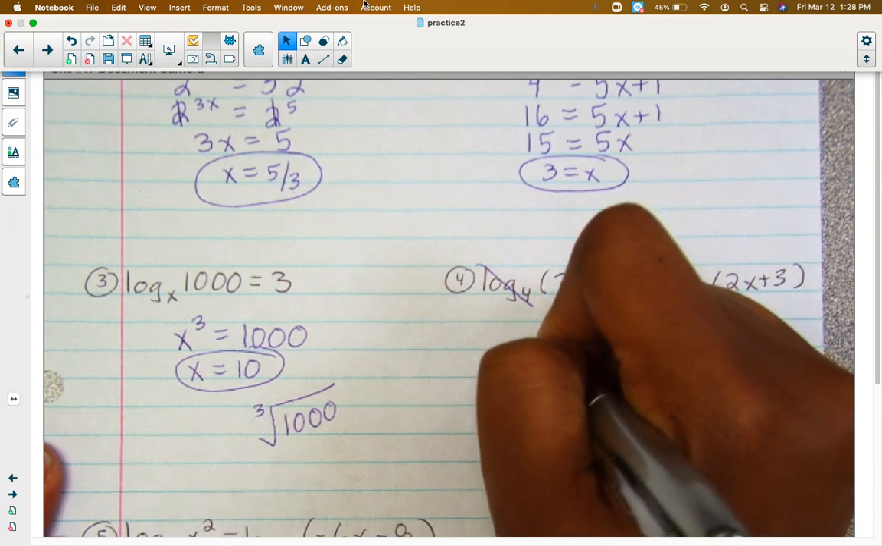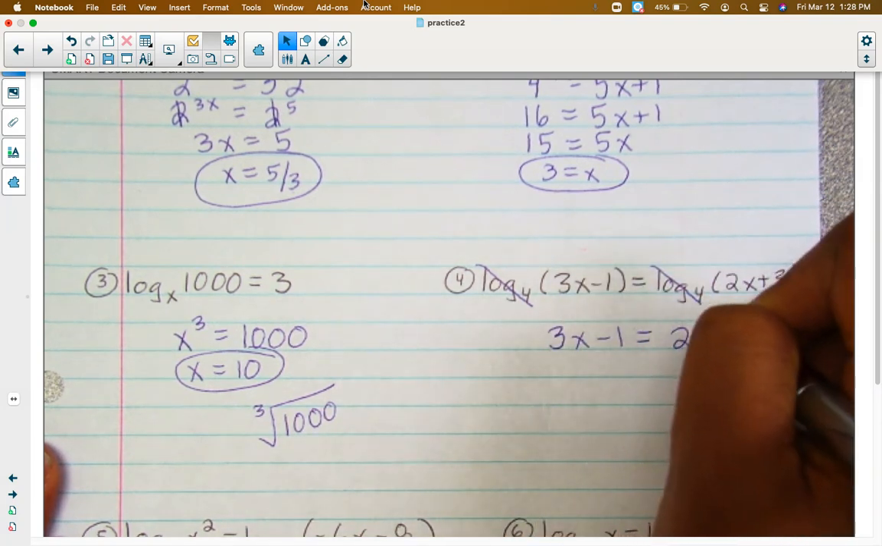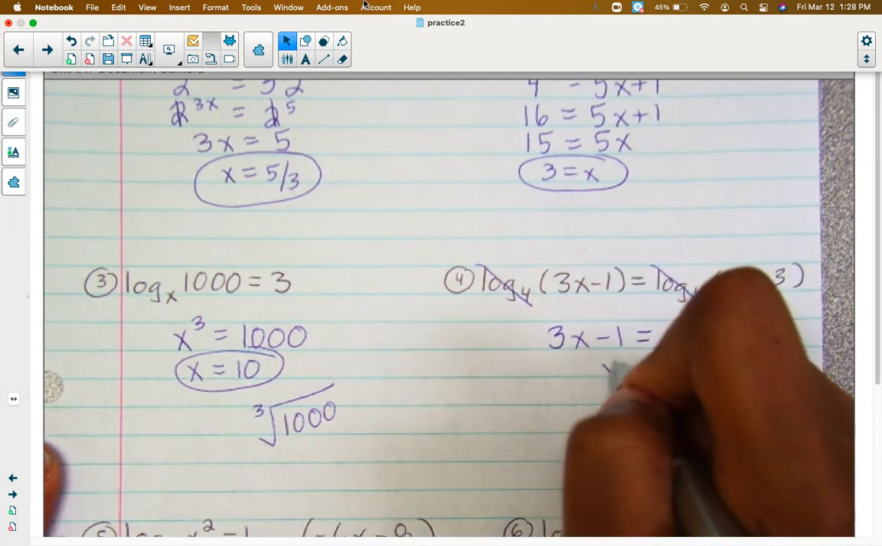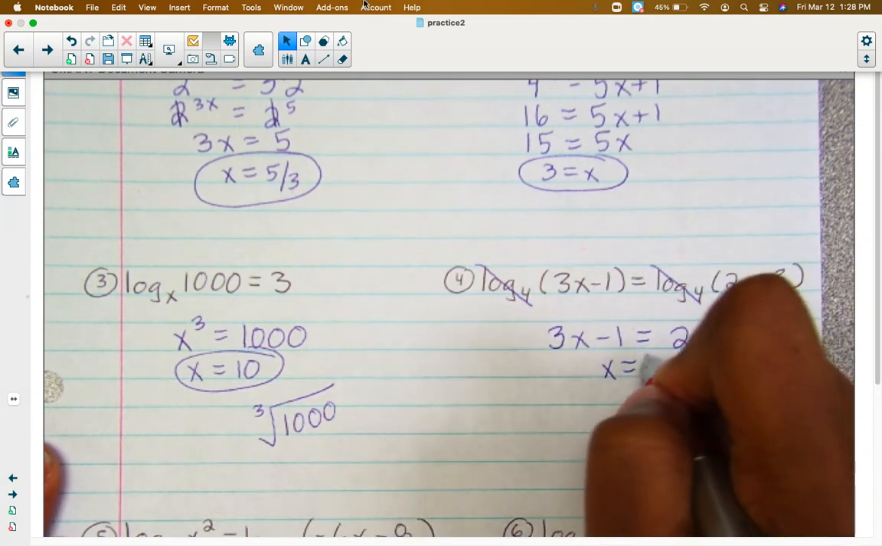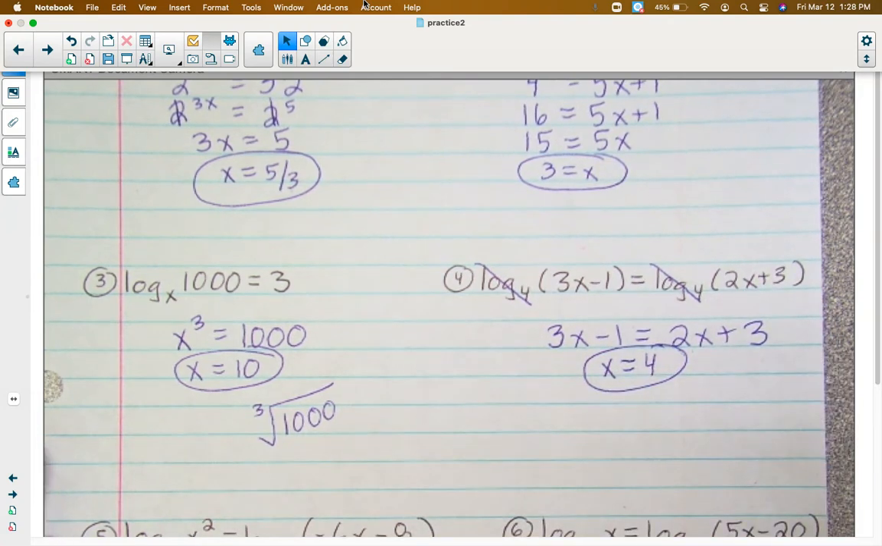So this gives me 3x minus 1 equals 2x plus 3. Then I go through and I solve this equation to get our final answer. So subtract 2x from both sides, add 1 to both sides, and voila, x is equal to 4.